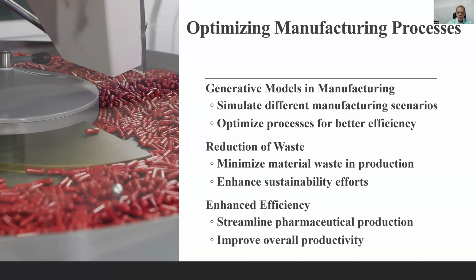Optimizing manufacturing processes. Generative AI can also develop modules for manufacturing execution systems, and it can simulate different manufacturing scenarios depending upon the specific customer or specific country or specific requirement, for either hospitals or military or medicines for particular countries or something like that. And that optimizes the processes for better efficiency.